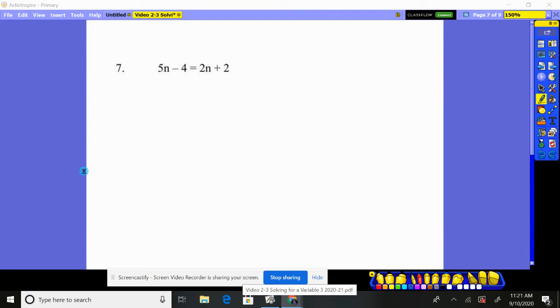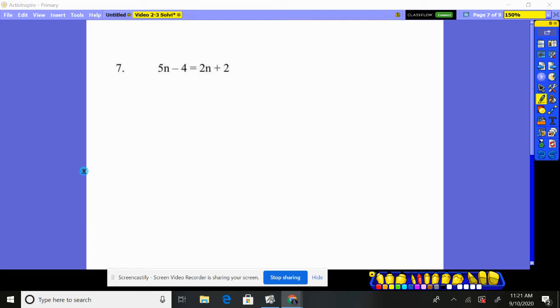All right, let's look at problem 7. 5n minus 4 equals 2n plus 2. I want to get all variables on one side, all numbers on the other. So I'm going to start by getting my variables together. That's what I like to do. So I see 5n, I see 2n.